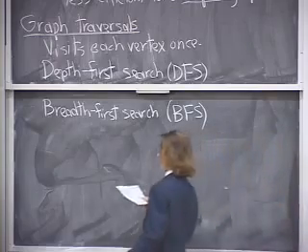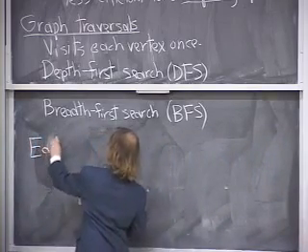And so each vertex is going to have a Boolean field called visited.